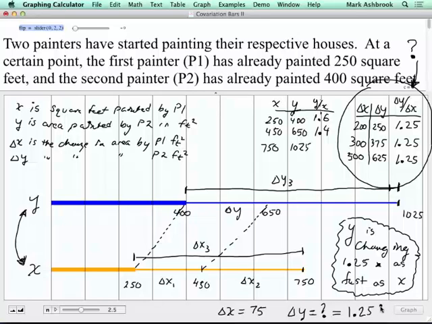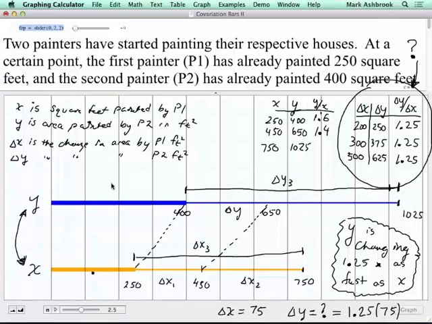Delta y equals k delta x. If this is the relative size of the amount painted by painter 2 to painter 1, then if painter 1 paints 75, painter 2 paints that much of 75. So it's multiplication. He's going to paint 1.25 as much as painter 1 did, or as much as 75. Or delta y equals k delta x.